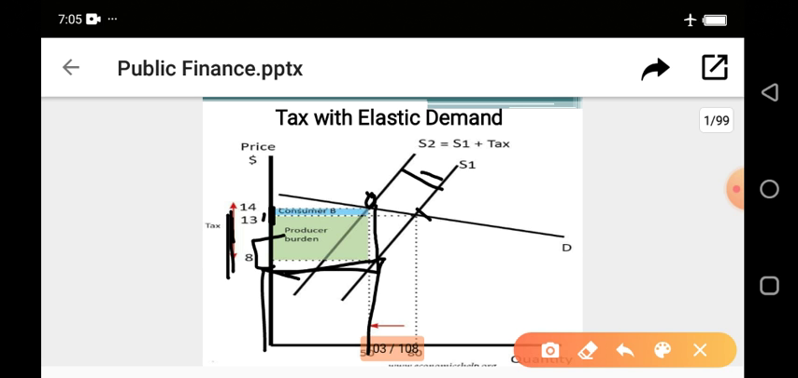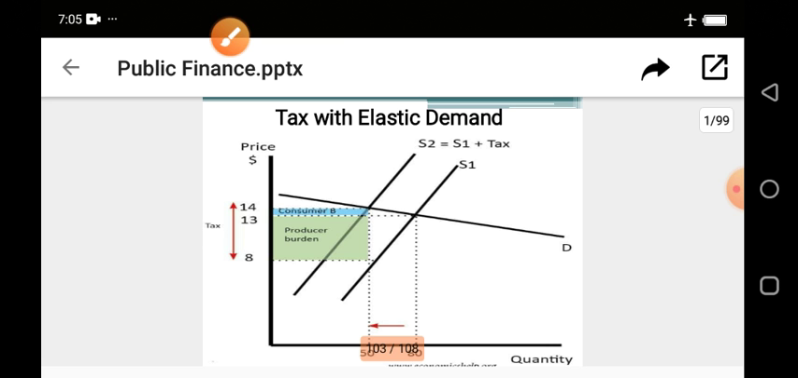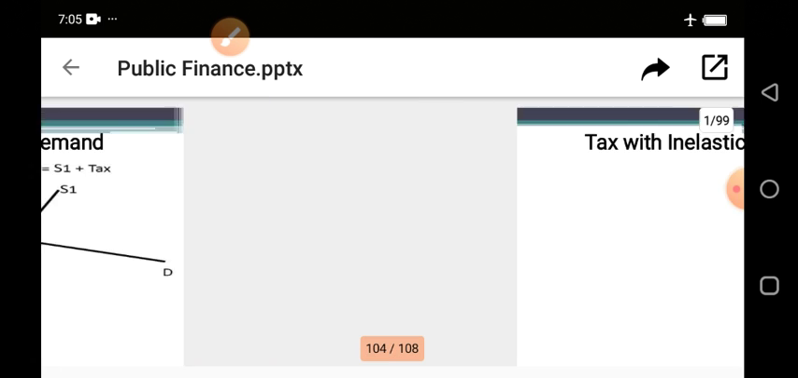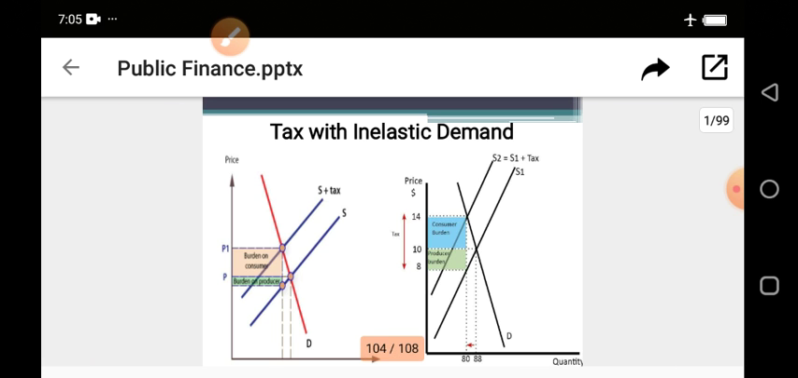So why is he doing that? As I've explained in the last class, and also in the last diagram I showed you, the demand is elastic in nature, and because it's elastic in nature, the producer does not have any choice but to bear most of the burden of this tax and transfer the rest to the consumers. So that will take us to tax with inelastic demand. These I've also explained. So these are more diagrams on that.